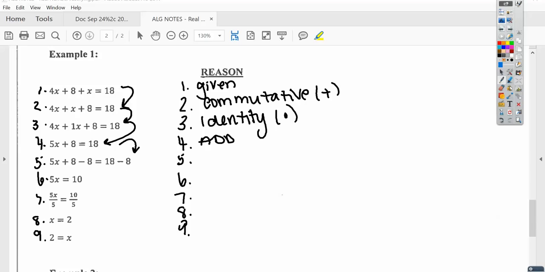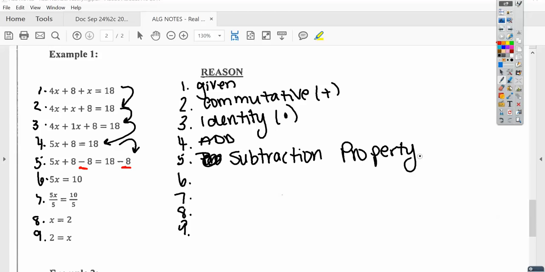4x to 5x, what changed? Looks longer because they added a minus 8 on both sides. What property allows me to subtract a number on both sides of the equal sign? Well, that's the property of subtraction, or the subtraction property. I'm going to call it the subtraction property. I have to say the word property with these properties, so I know it's the subtraction property and not just subtracting. So now from step 5 to step 6, what did they do? Well, they did 8 minus 8 was nothing, it was gone. And 18 minus 8, well, that's 10, so they just subtracted.